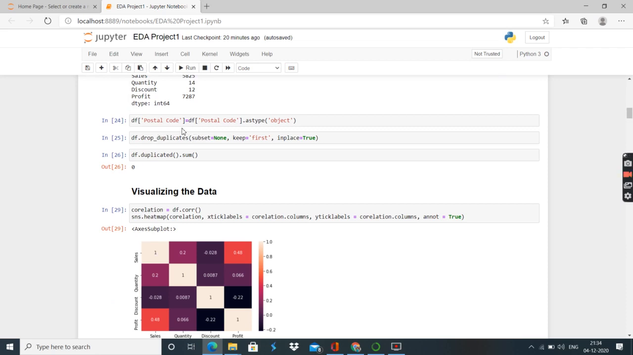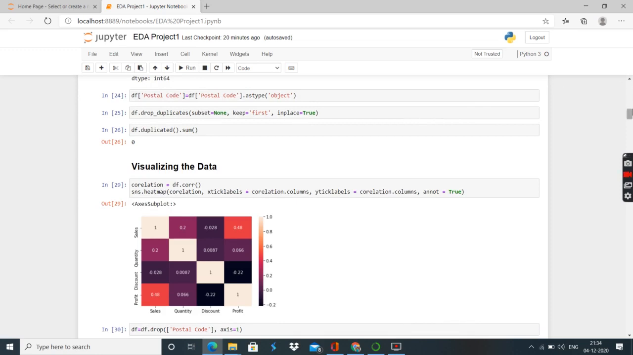the postal code to draw any inferences. I do not need it, and hence I dropped the postal code. I dropped the duplicates in this step.